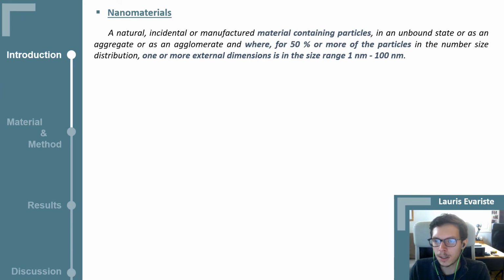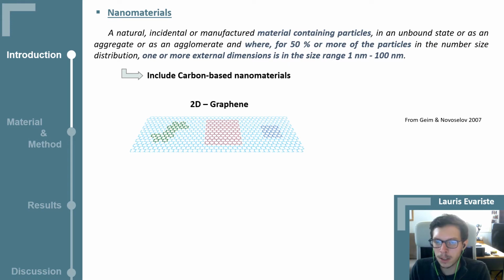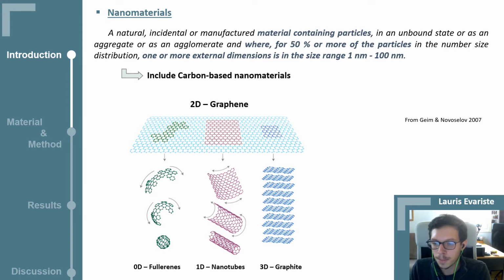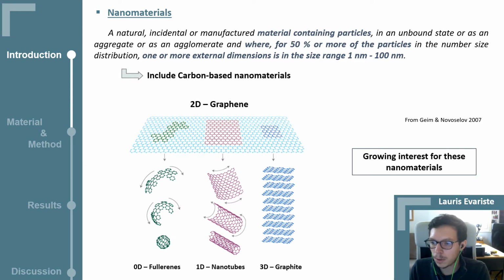Nanomaterials are composed of at least 50% of particles that possess one or more external dimensions in the size range between 1 and 100 nanometers. Of course, this definition includes carbon-based nanomaterials such as graphene, a single layer of carbon constituting the basic element of any carbon allotrope. Due to its properties, there is a growing interest in these nanomaterials for the development of new applications in many areas.